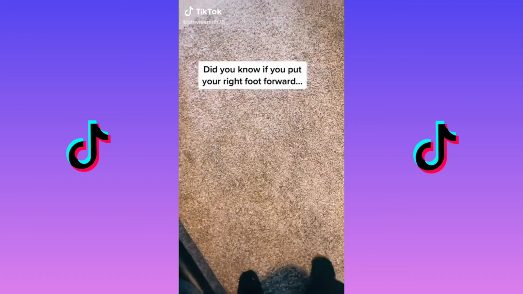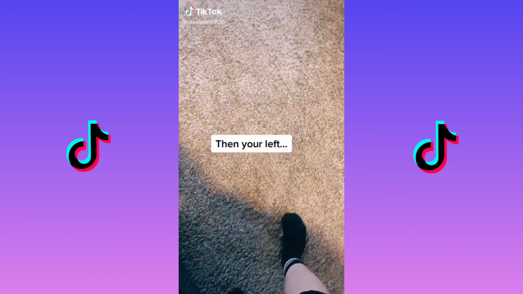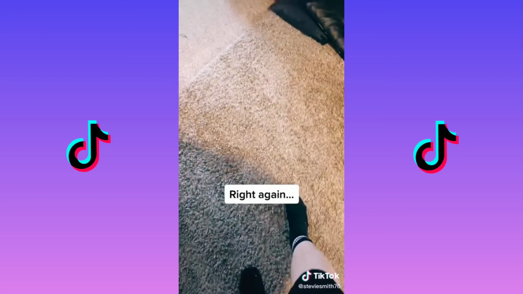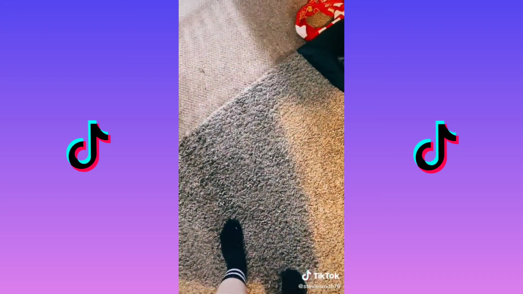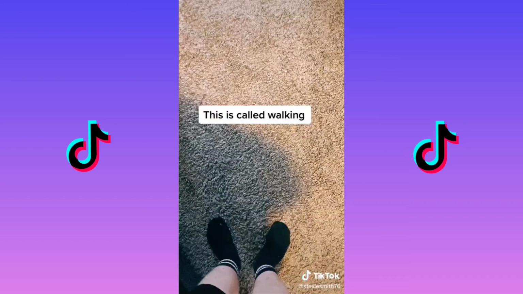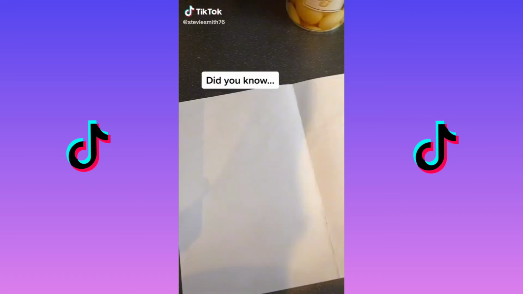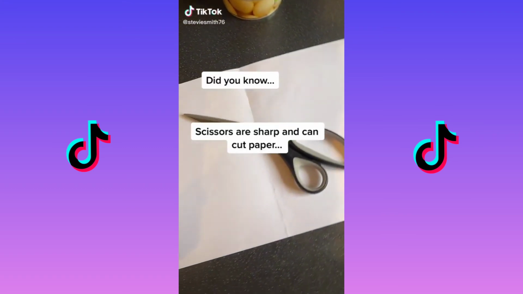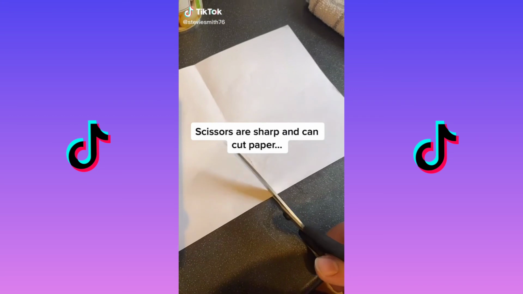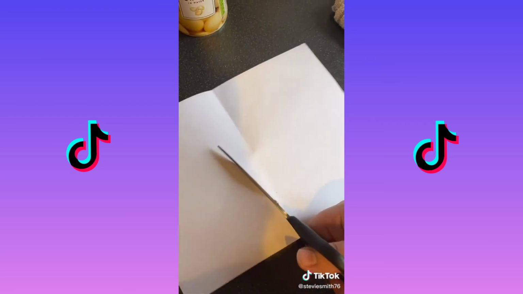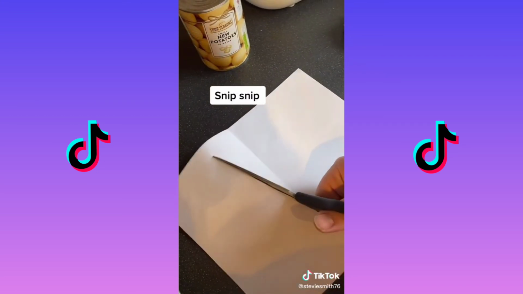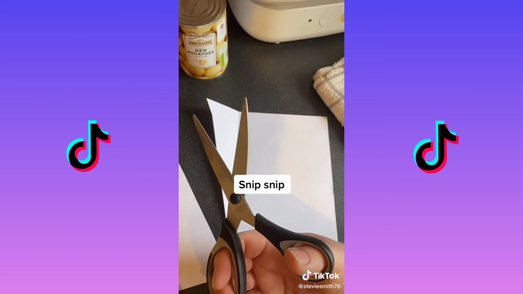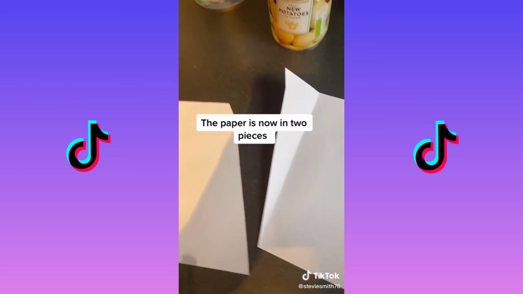Did you know if you put your right foot forward, then your left, right again, left again, this is called walking? Did you know scissors are sharp and can cut paper? Snip snip, snip snip. The paper is now into pieces.